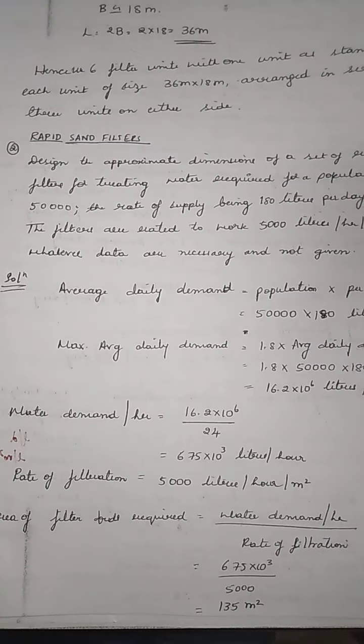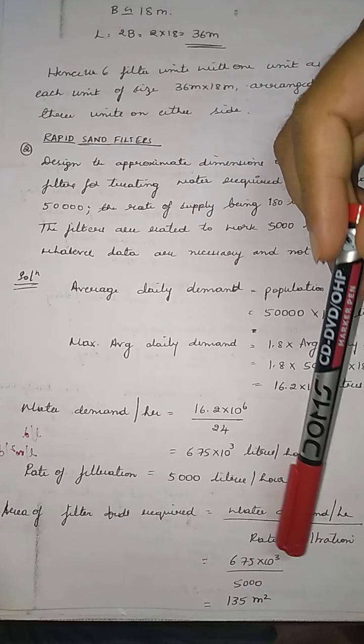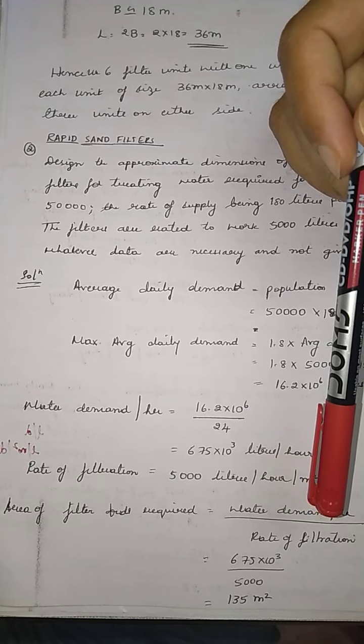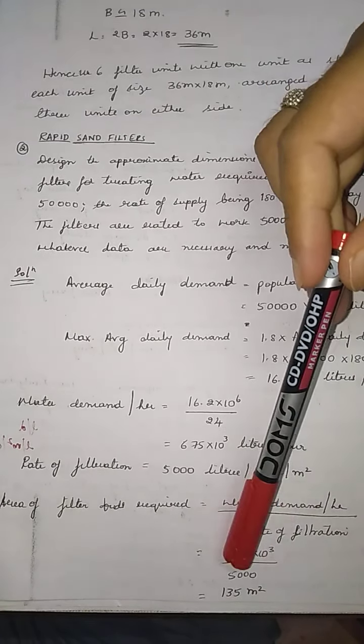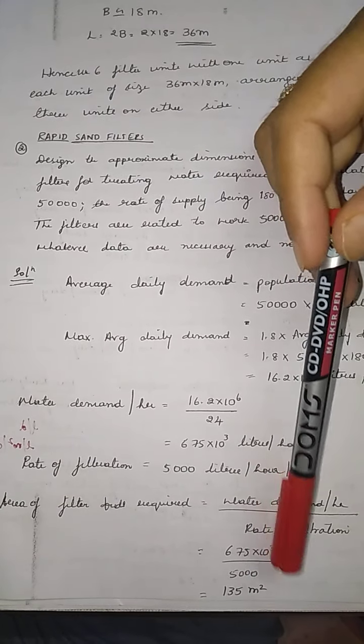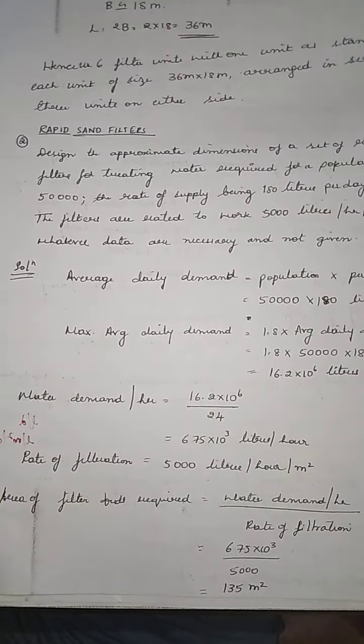Again here, we are going to get the value in meter square, because liters per day per hour. Here the unit is going to get cancelled, and again here we are going to remain with meter square. Now next, what is the next step?